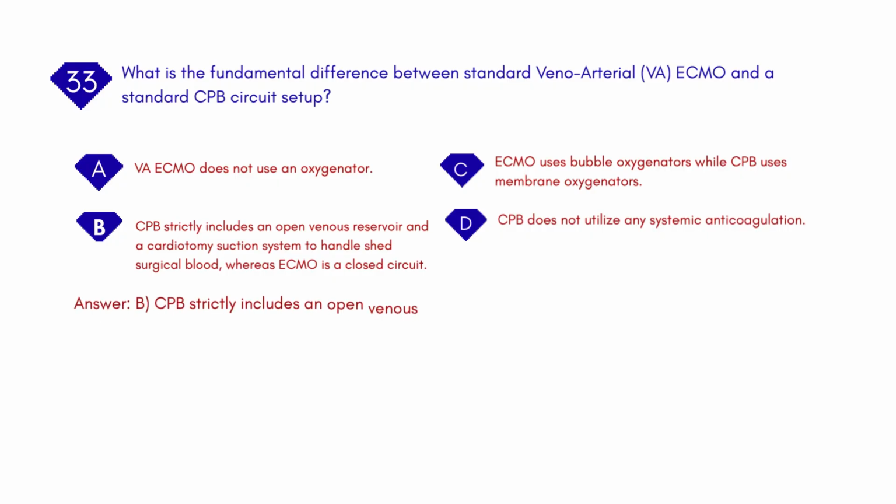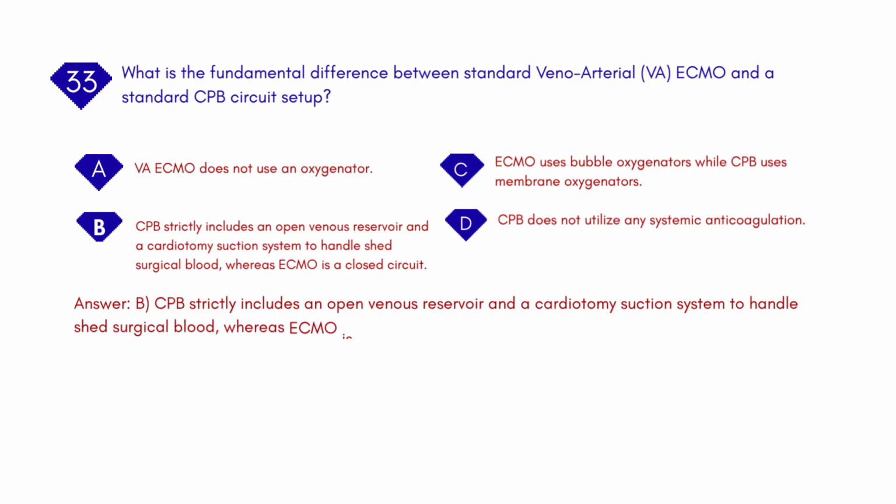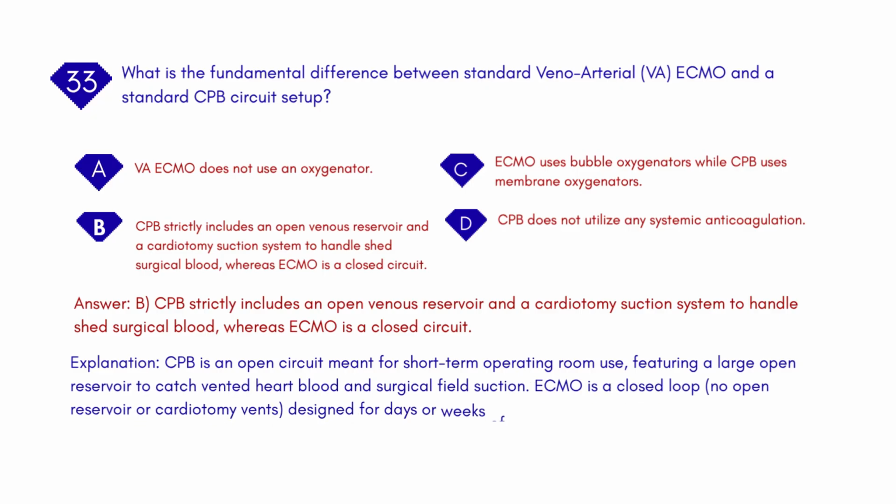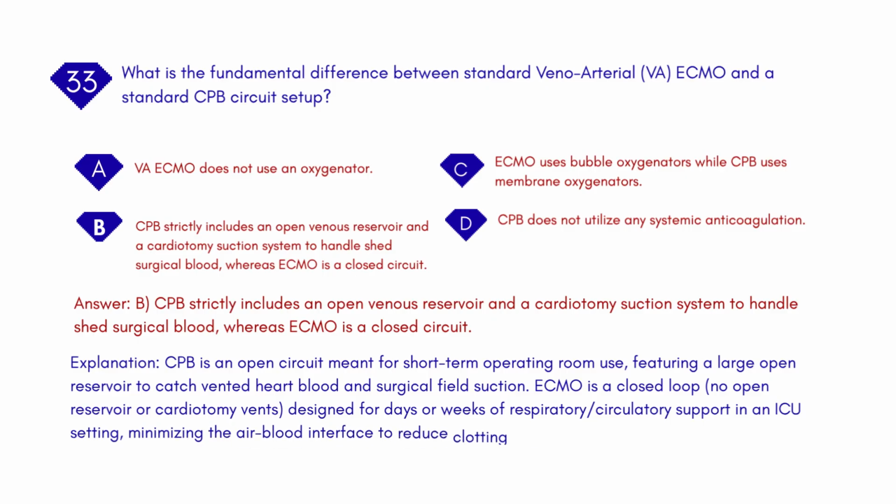Answer. B. CPB strictly includes an open venous reservoir and a cardiotomy suction system to handle shed surgical blood, whereas ECMO is a closed circuit. Explanation. CPB is an open circuit meant for short-term operating room use, featuring a large open reservoir to catch vented heart blood and surgical field suction. ECMO is a closed loop, with no open reservoir or cardiotomy vents.